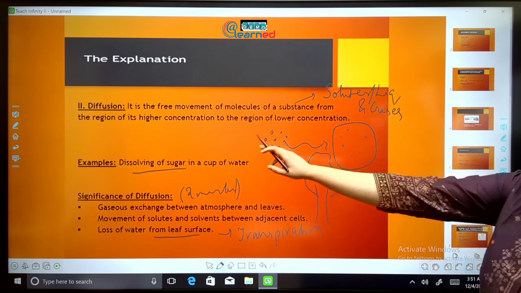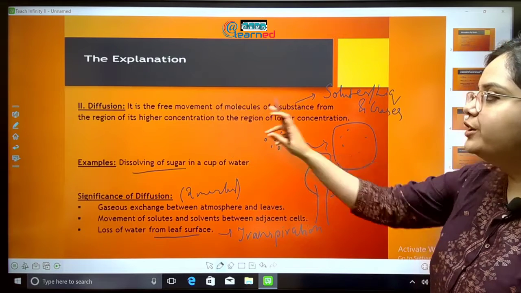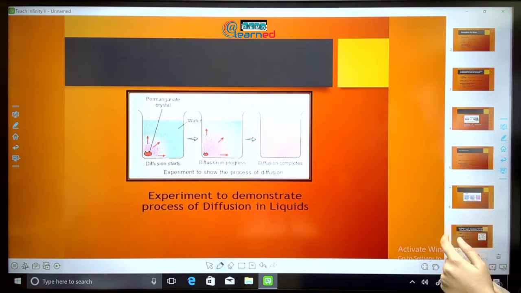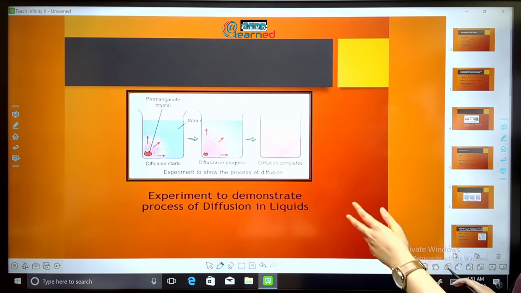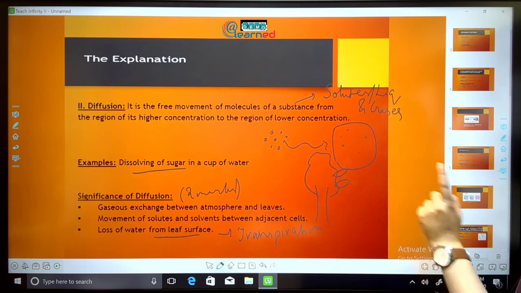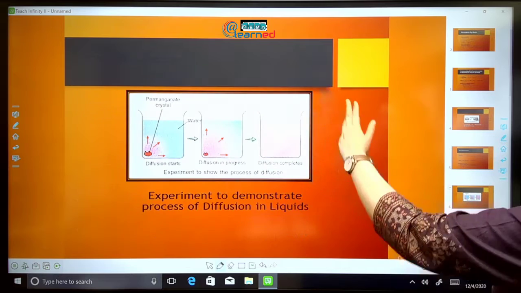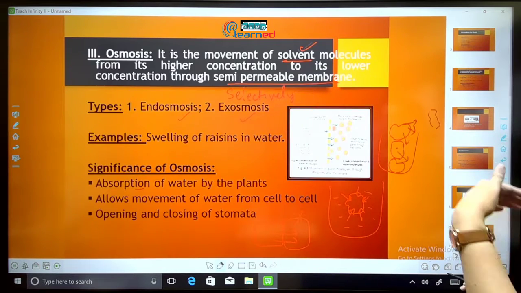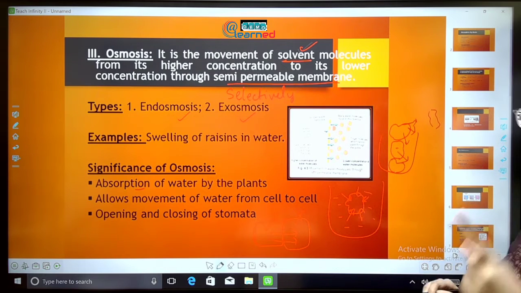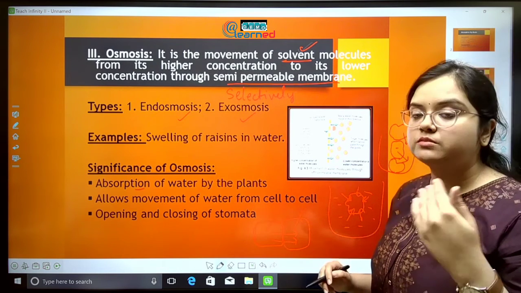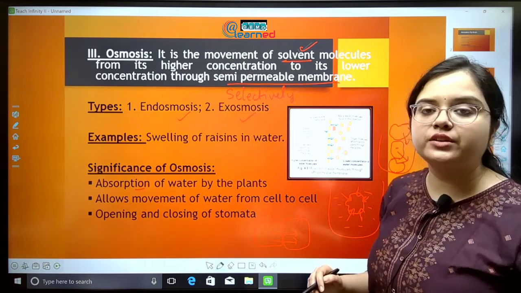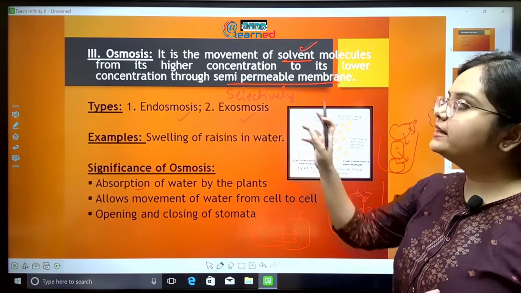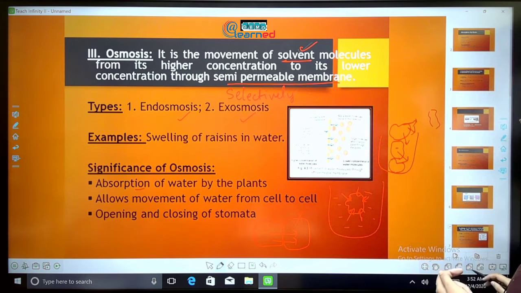Then we spoke of diffusion, how movement of molecules is happening from high to low concentration gradient, examples of diffusion we have studied, and its significance. Then the diffusion experiment to prove diffusion. Then we have osmosis. It is one of the most important processes, the term comes up in every other chapter that we will study, cell to cell osmosis. What is that? We can see in the slide.